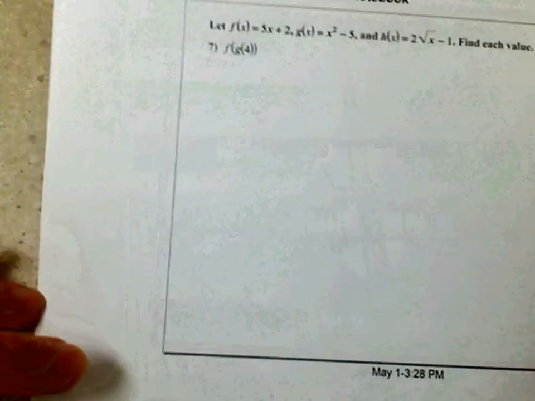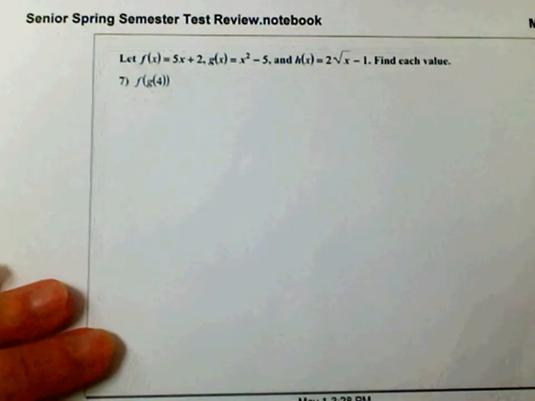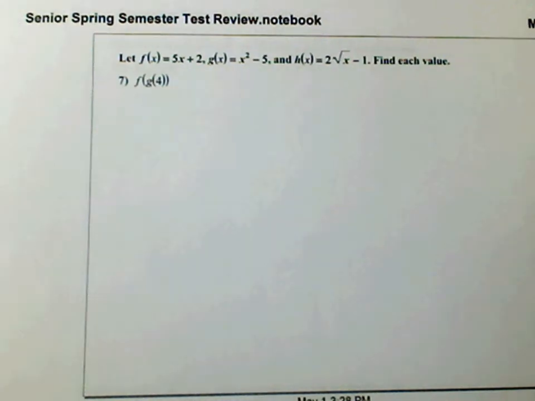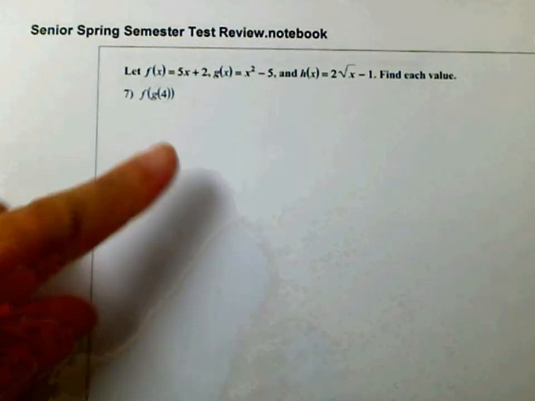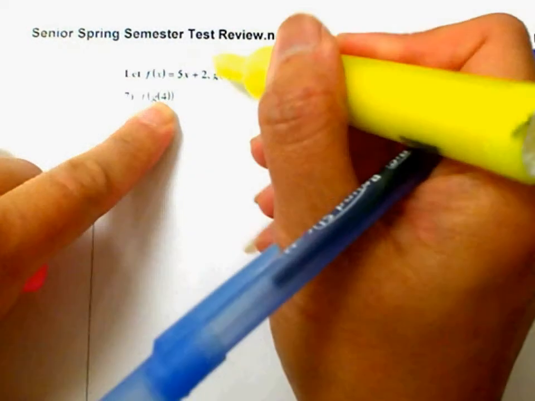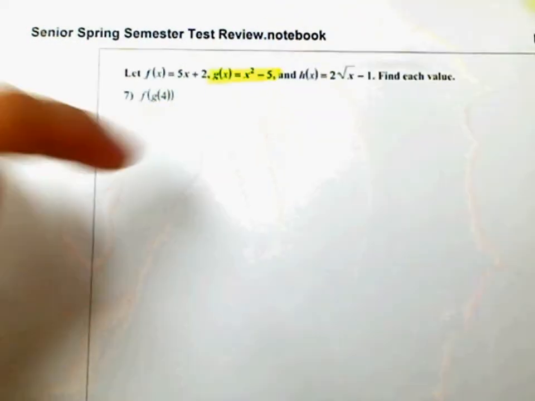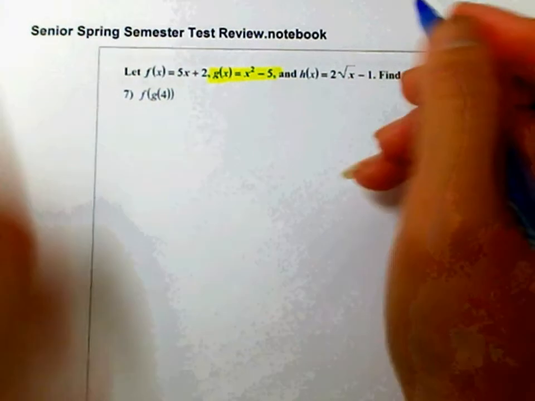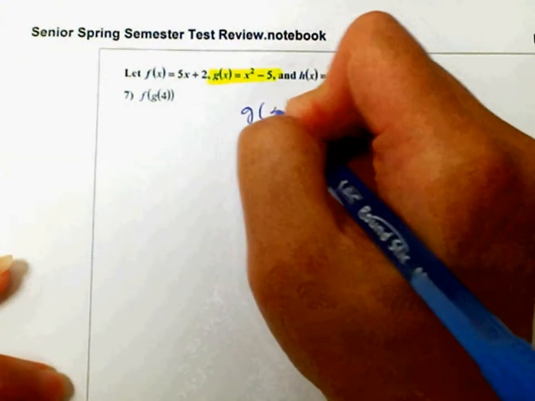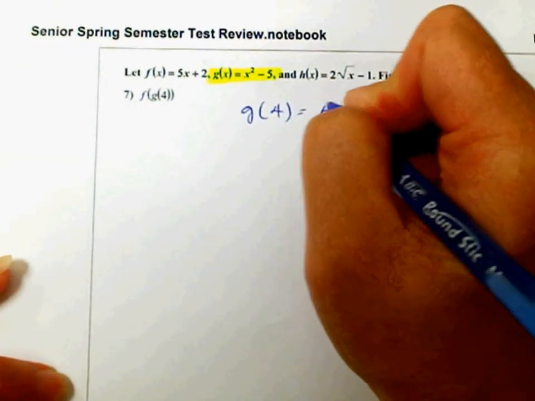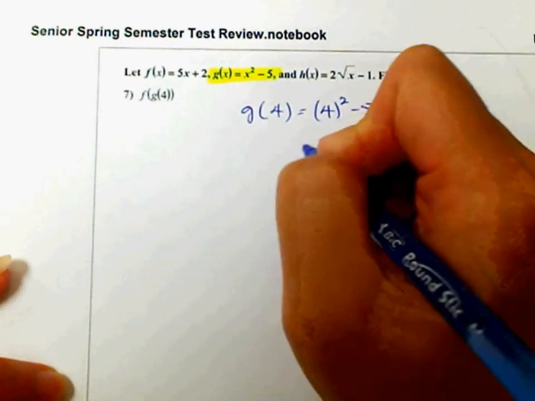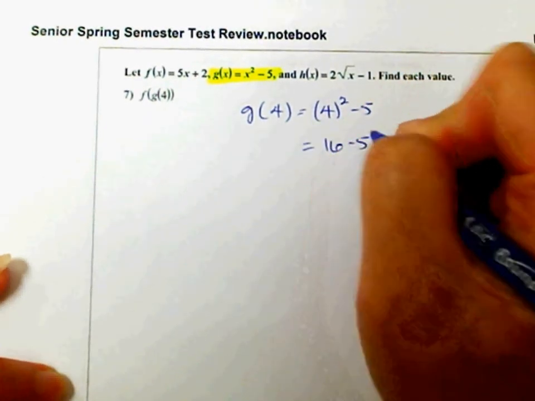Number 7, continuing with your composition of function. Now we have a numerical value. Work from the inside out. You got a g. That's the first part you are going to do. Okay? So you have g. Your x is now a 4. So 4 squared minus 5 comes out to be 16 minus 5, which is 11.